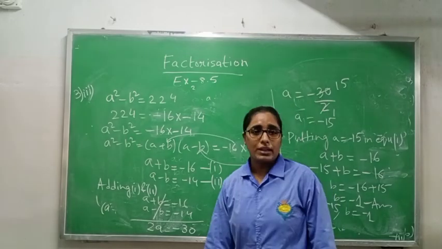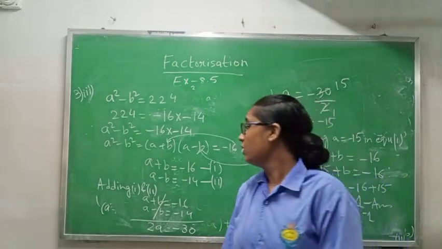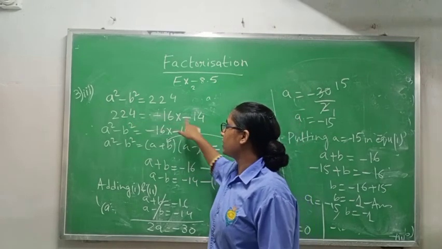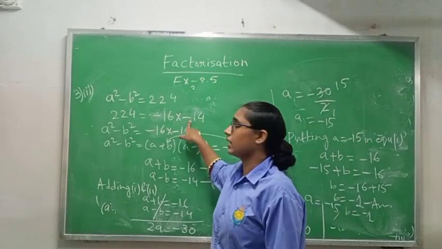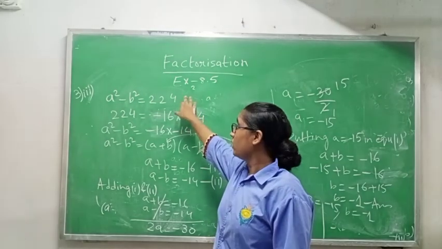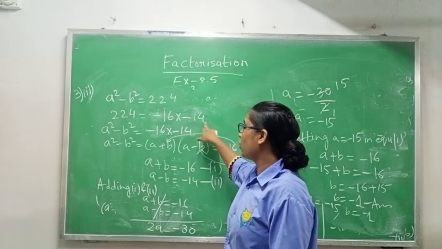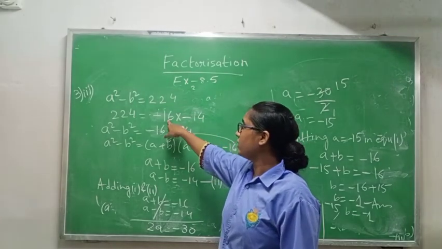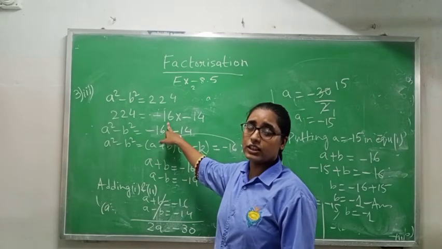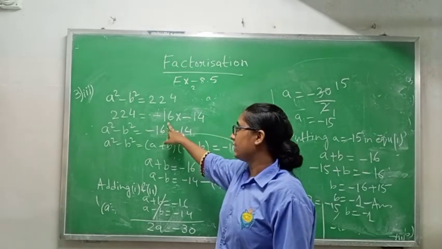It is given a square minus b square equals 224. I am getting 224 in terms of 16 and 14, and I am doing the minus sign, because minus again will become plus and you will get 224 again. You will take the LCM and get 16 and 14. I am writing 16 first and then minus 14, because minus 14 is greater than minus 16. It is written that b is greater than a. That is why I am writing it so.